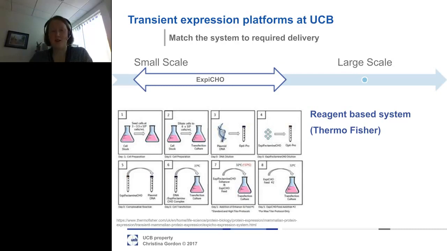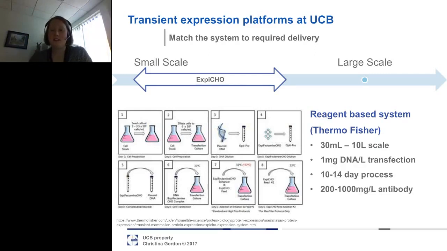On day 1, you have the option of reducing the temperature to 32 degrees and to add feeds, and then there's another option to add more feeds on day 5. For this system, we mainly use it at about the 300 milliliter onwards mark, and have been able on a few occasions to test it up to the 10-liter scale. It takes also only 1 milligram DNA per liter transfection, process time similar to our CHO electroporation method, 10 to 14 days. But we've seen higher yields here as well. We've seen between 200 up to 1,000 milligrams per liter antibody.